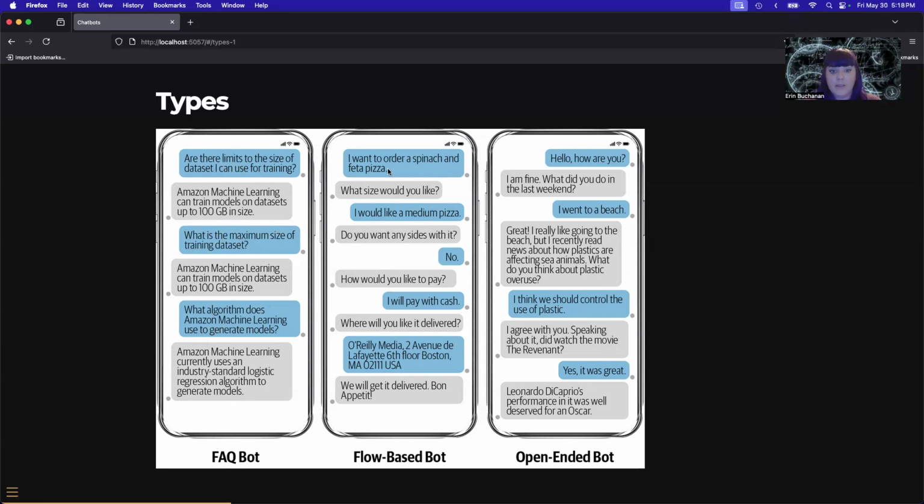Okay? A flow-based bot is, if you're maybe ordering pizza online, it says, okay, what size do you want? What do you want on it? This, and this. And that might be like going through a checkout. And then an open-ended bot allows for conversation to weave its way around.